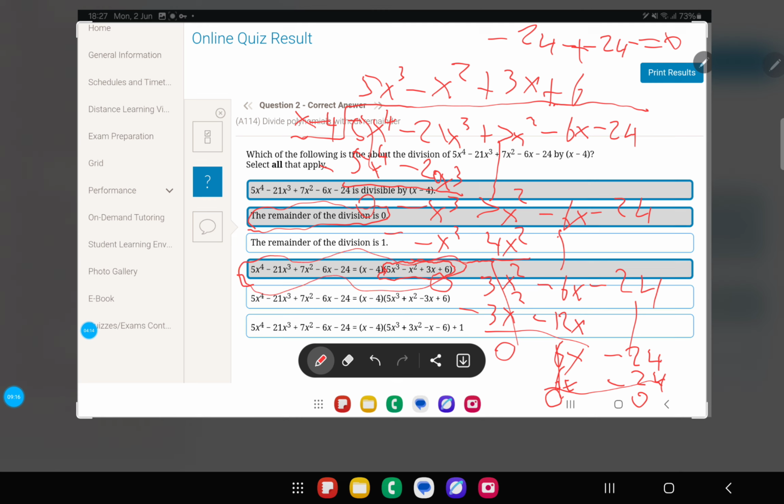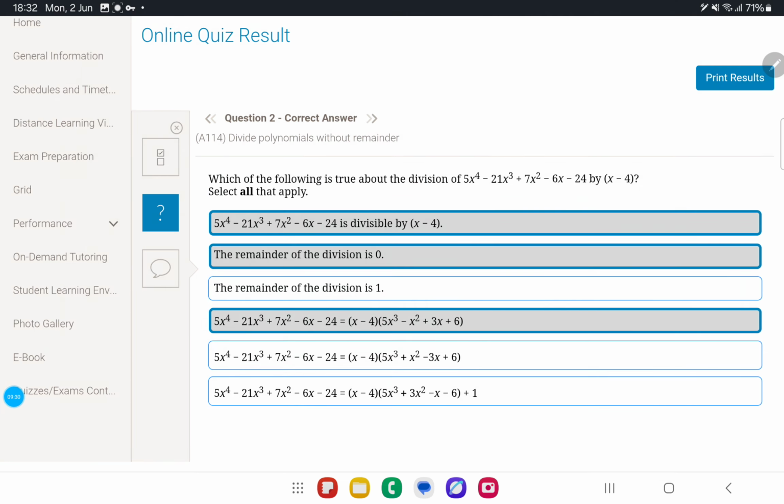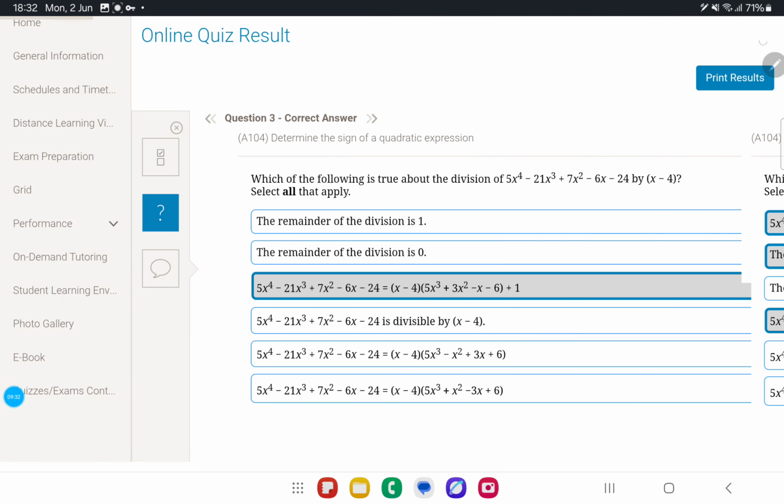Now the last one. Is it divisible by x minus 4? Clearly, like we tried now, it is. So those are the correct options. And that's it. Sorry for the mess. Hope you understood. Now, let's go to question 3.